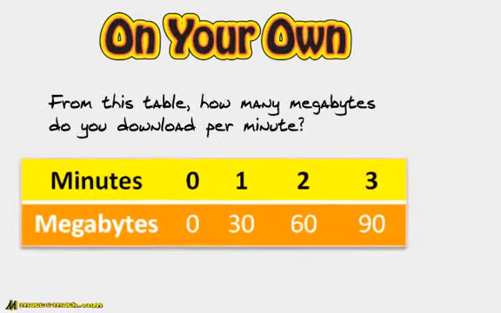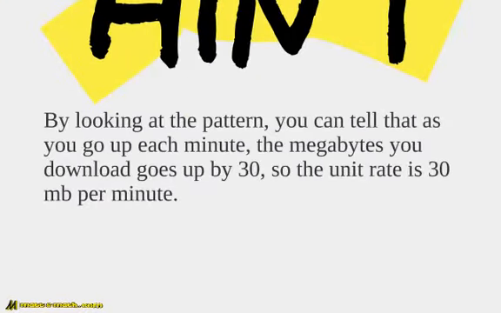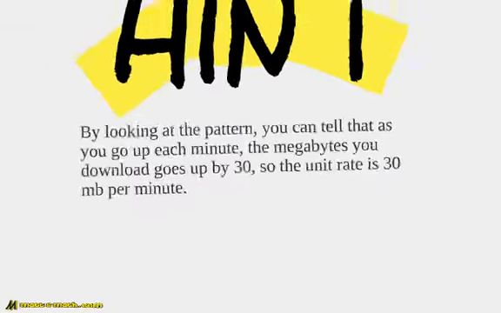All right. Why don't you do this one on your own? How many megabytes do you download per minute? What's the unit right there? Give you a hint, just look at the 1. Okay, looking at the pattern there, just see that it's 30 megabytes per minute.